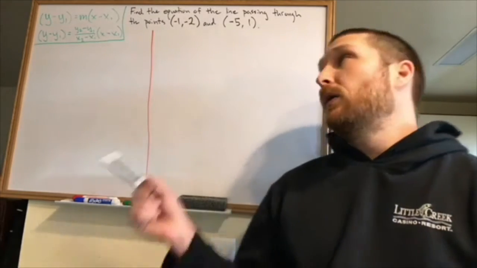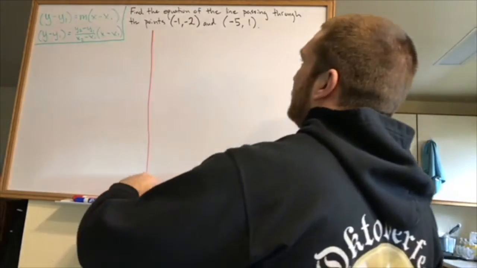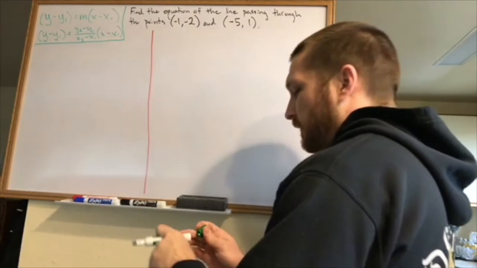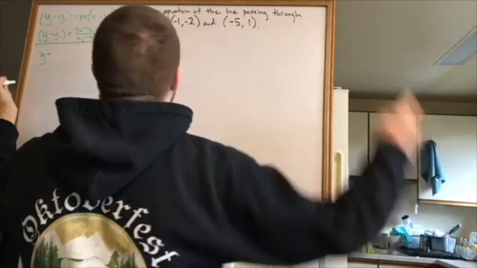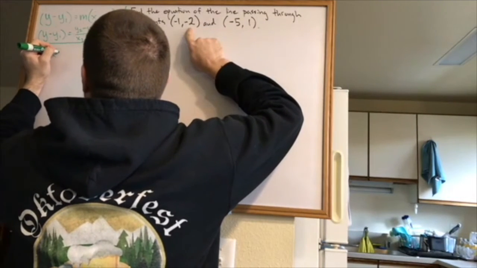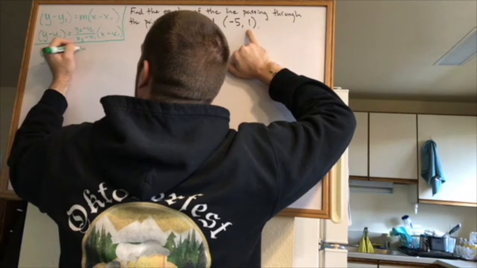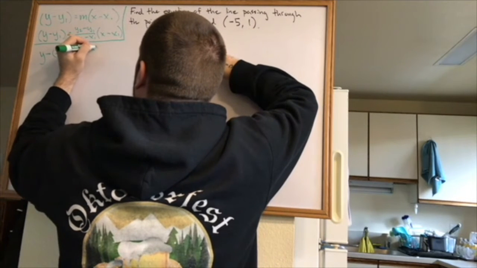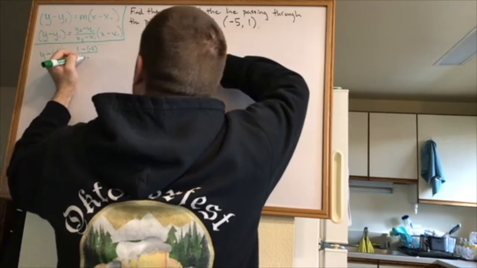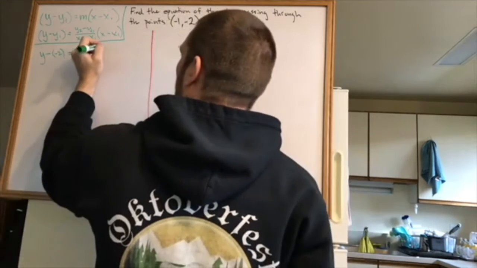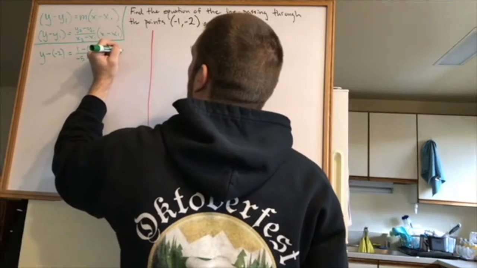Last example. We're going to find the equation of the line passing through the points (-1, -2) and (-5, 1). Let's use the formula method first. So y minus y1, we're going to call this point 1, so that's y minus a -2, okay, equals y2, which is that guy. So 1 minus y1, which is -2, over x2, which is -5, minus x1, which is -1. Okay. Now x minus x1, which is -1.